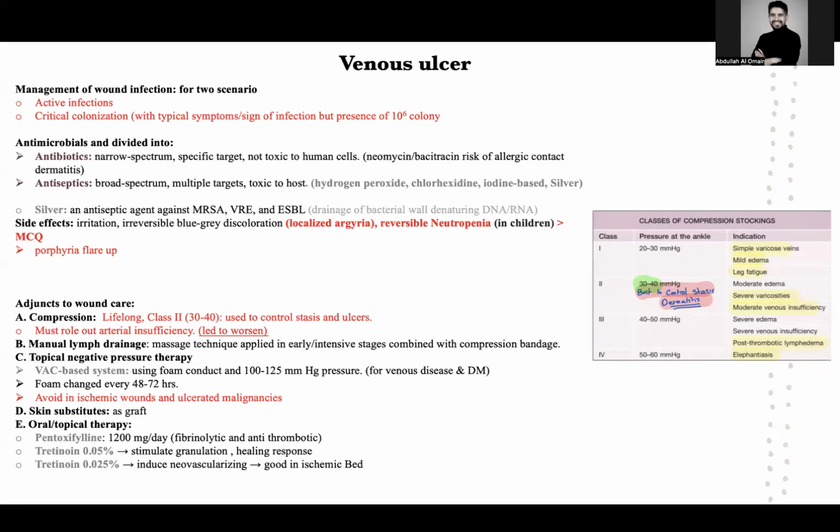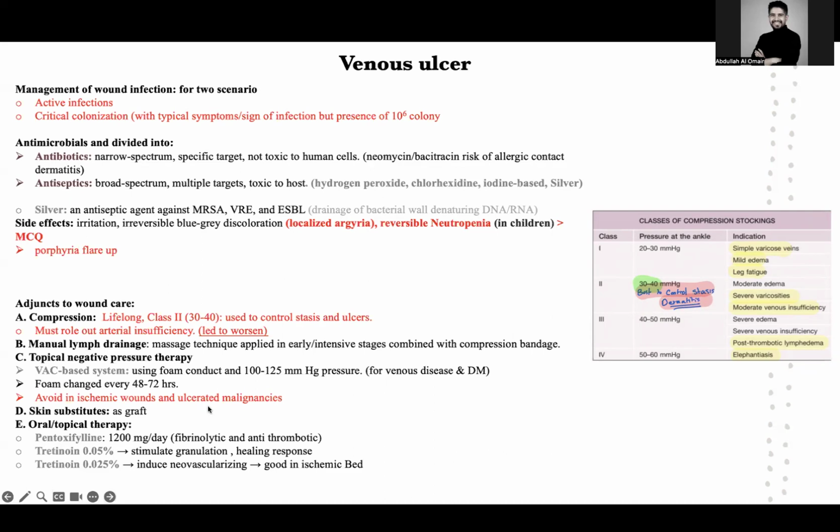Now in wound care we have different points: compression, lymphatic drainage, and bag therapy, avoided in arterial ulcer. This is a very important part, only in venous ulcer. Compression is based on the underlying presentation. If it's elephantiasis, we can use higher compression pressure, like 50 to 60. If it is just simple edema or simple varicose veins, 20 to 30 is going to be enough. And this is a very important MCQ and high yield point.